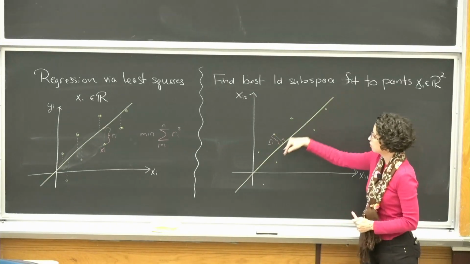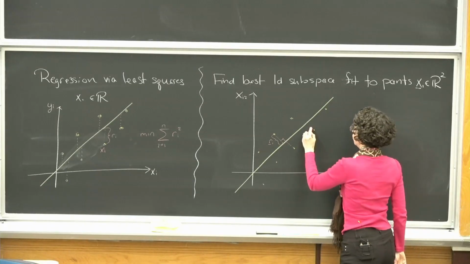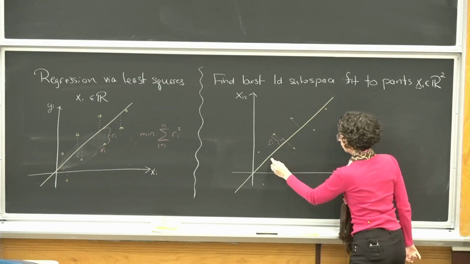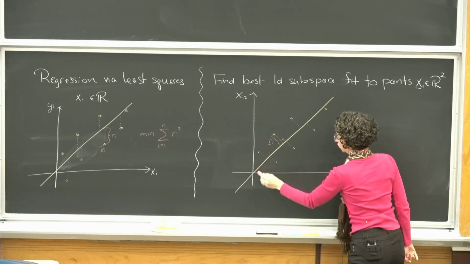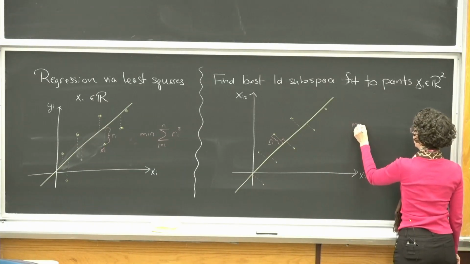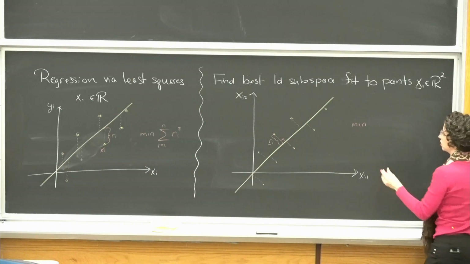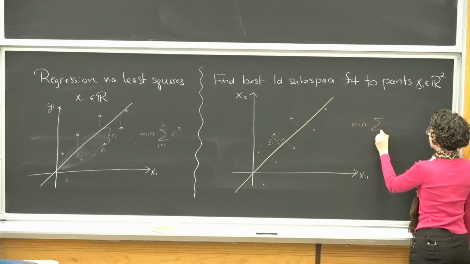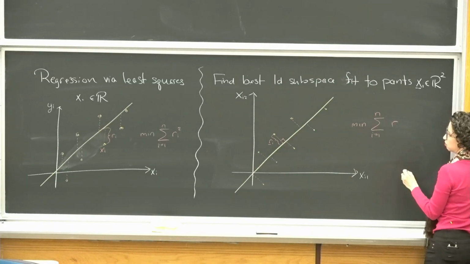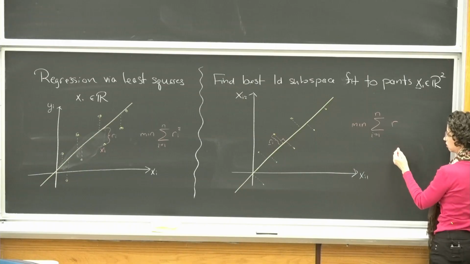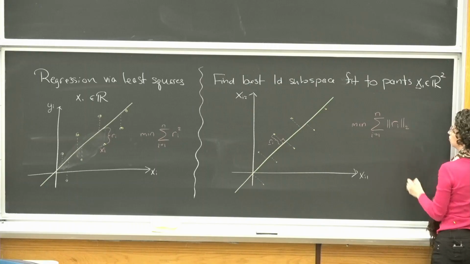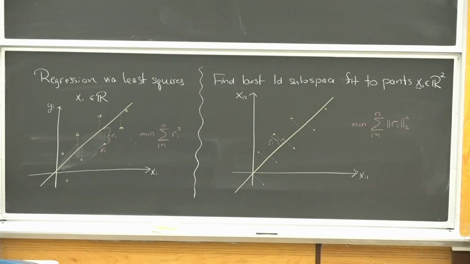And I'm trying to find the subspace that's as close as possible to all of my different training samples. So this is qualitatively different here. And so now what we're trying to do is to find the 1D subspace that minimizes, again, the sum from i equals 1 to n of these residuals. But now these residuals are these 2D vectors. And so we're going to try to minimize the norm of these 2D vectors, or the squared norm of these 2D vectors.